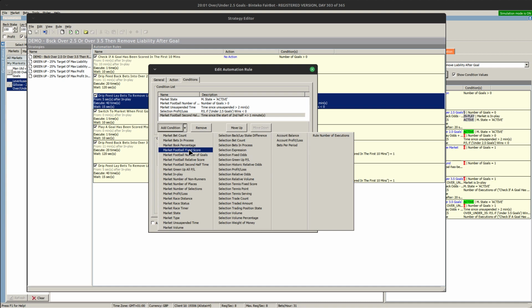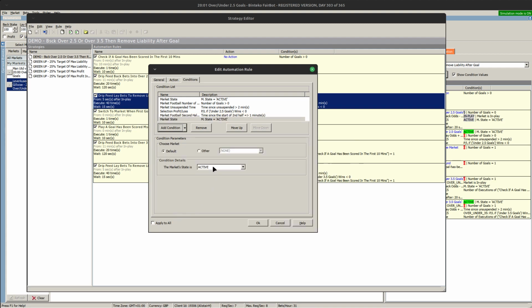check the status of another market. And what you would do is check to see if the market state is closed, but you would choose one of the first half. So first half goals, first half over-unders, first half match odds, anything that's the first half. Oh, there's a market state. Right, so it's half time. I tell a lie. That's the first of me coming across that. You can check for half time.